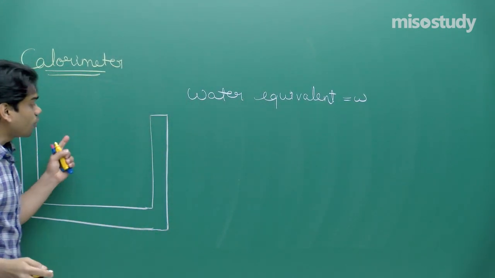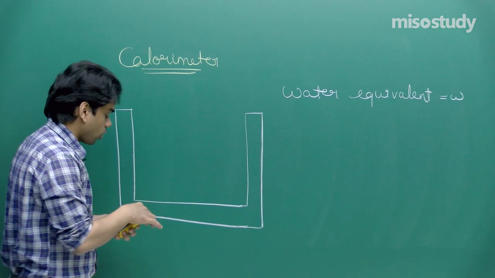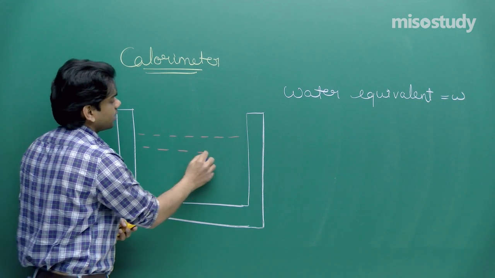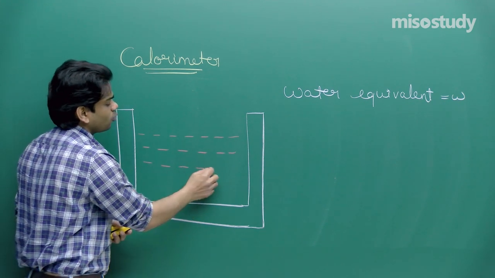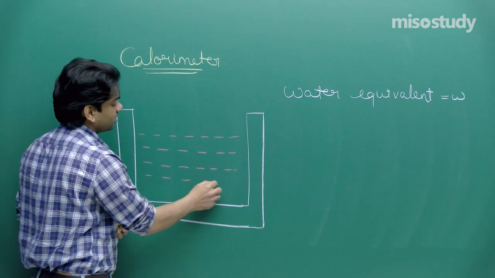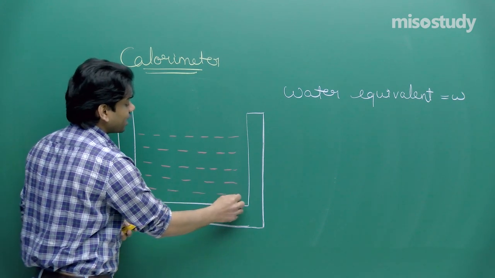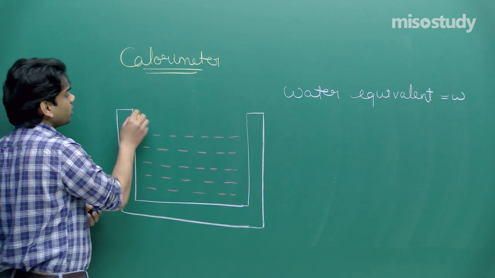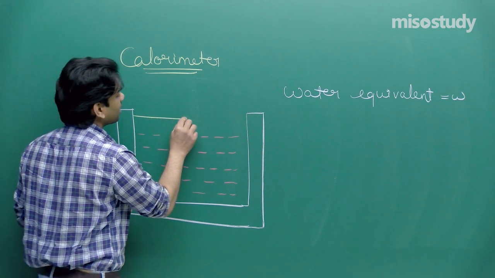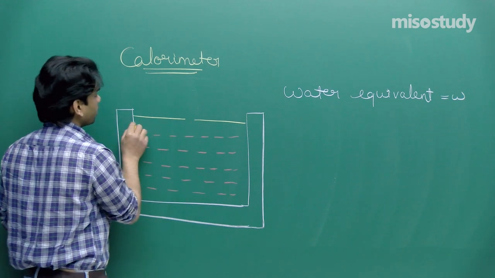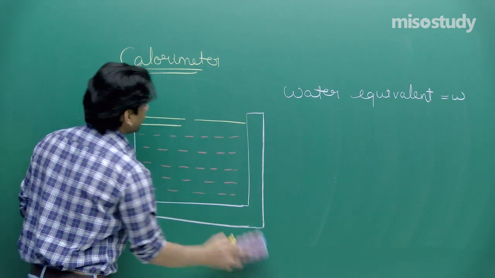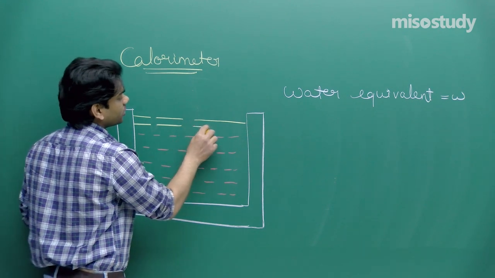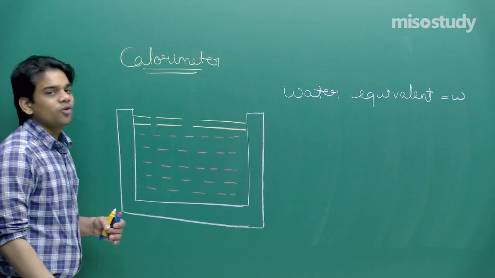Now, let us fill it with water. So it will look like this. I am just drawing water which will be contained in the calorimeter. Now, the entire arrangement is covered, so let me cover this entire arrangement with a lid. Actually, there will be two openings. One will be to record the temperature. One will be to stir the liquid uniformly.